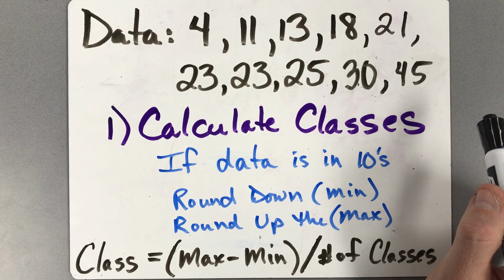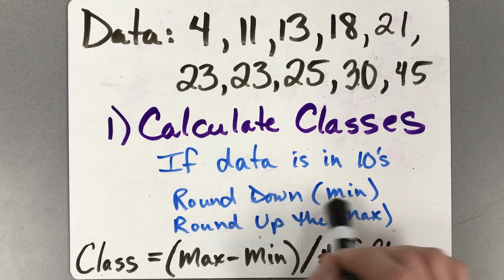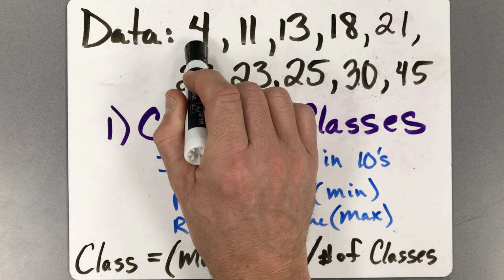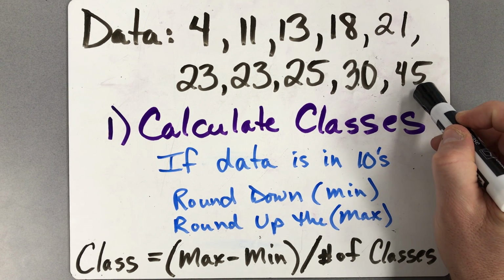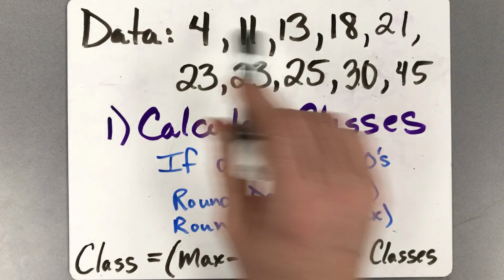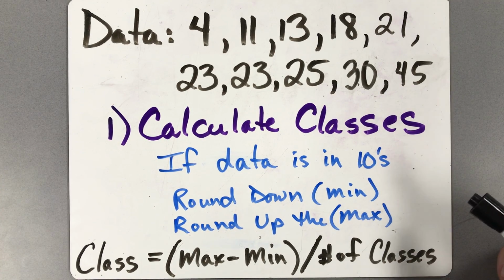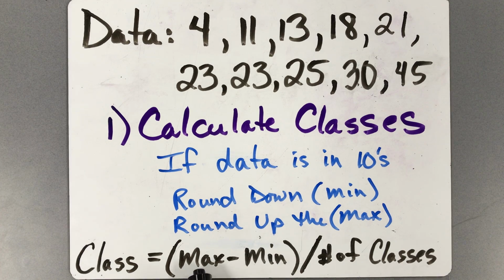So when you're trying to figure out your classes, you want to round the minimum value down, so that would round this down to 0, and round your highest value up to the nearest 10, which would make it 50. So if I took these values from 0 to 50, and then I wanted to make 5 classes, I would take my maximum minus minimum, which is 50, and divide by 5, and I would get 10, which means my intervals should count by tens across the x-axis.